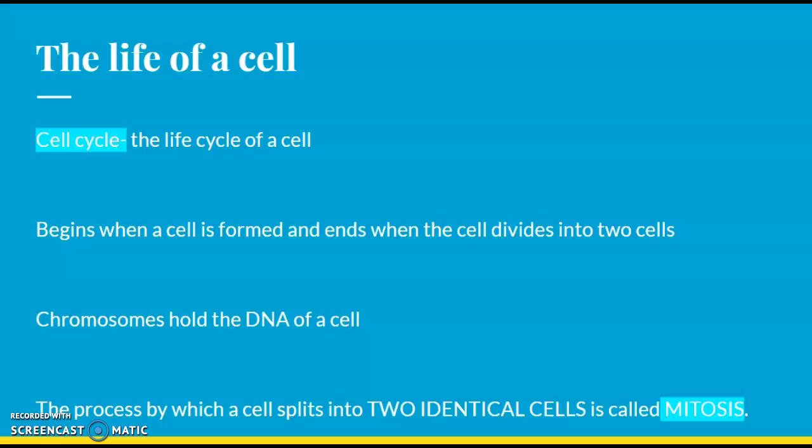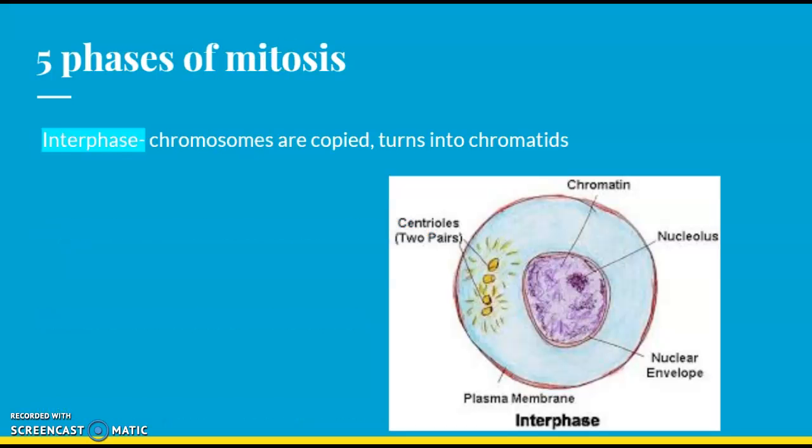And what's important here is the chromosomes. Chromosomes hold the DNA of a cell, which is basically, as we talked about in class, the instructions of what that cell is supposed to do. And the process by which a cell splits into two cells is called mitosis. And mitosis has 5 basic phases.